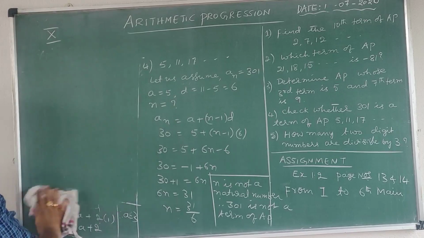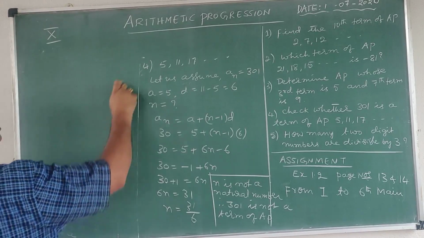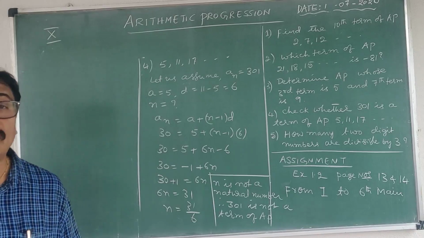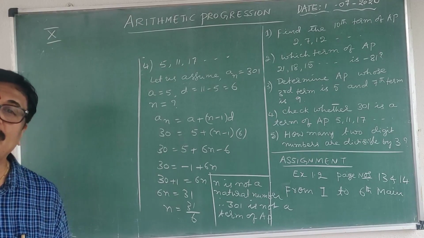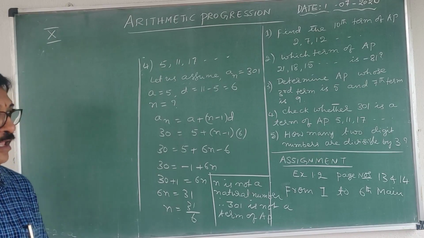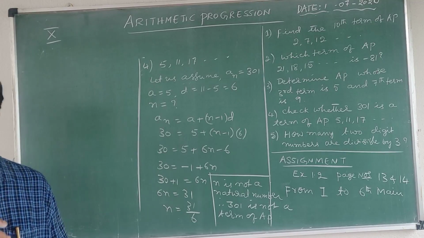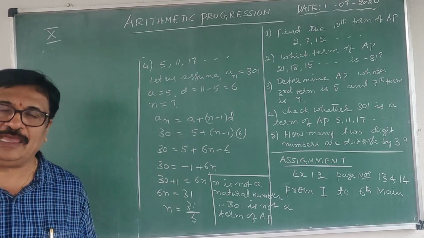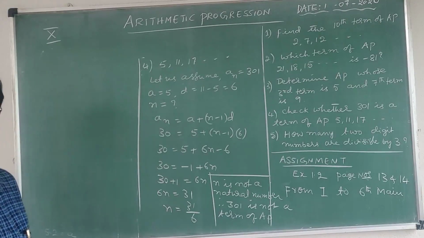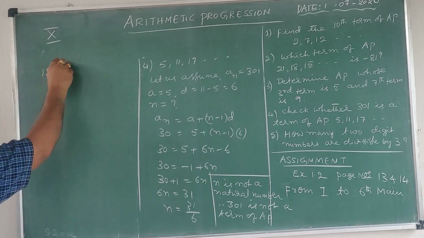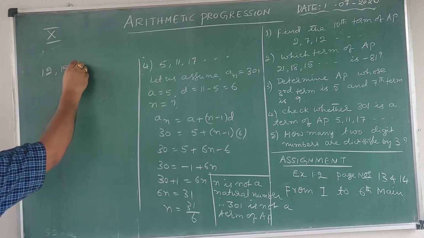Now one more last example we shall take. How many 2-digit numbers are divisible by 3? 2-digit numbers, recall, 10 is a 2-digit number, 11, 12, 13, but divisible by 3. 10 is not divisible by 3, 11 is also not divisible by 3. Therefore, the first 2-digit number divisible by 3 is 12. 12 plus 3, 15. 15 plus 3, 18.